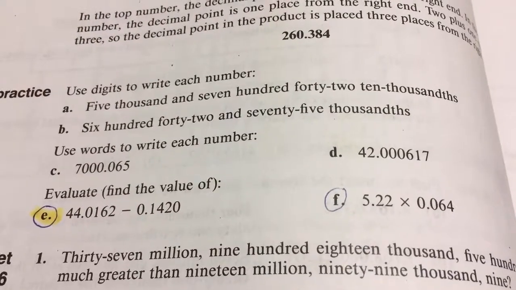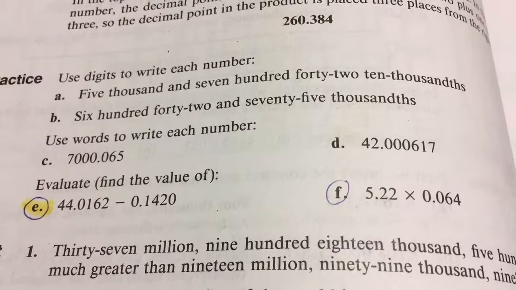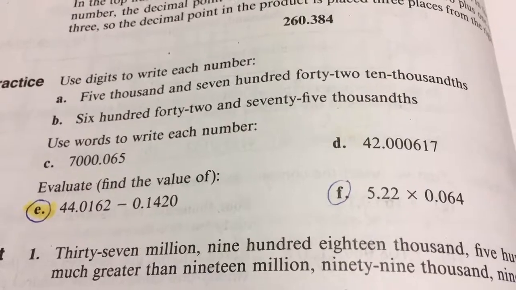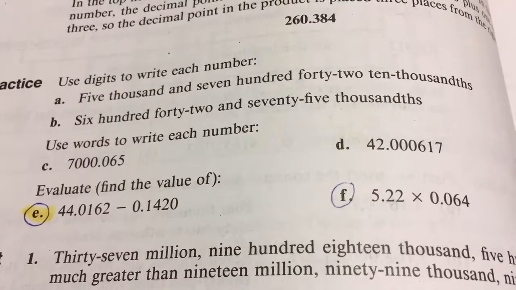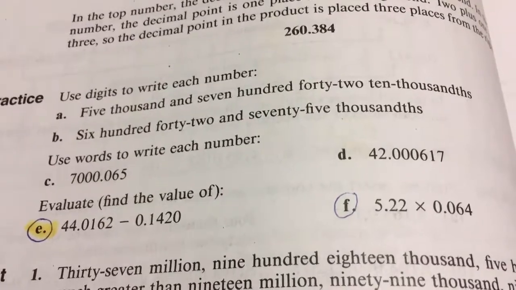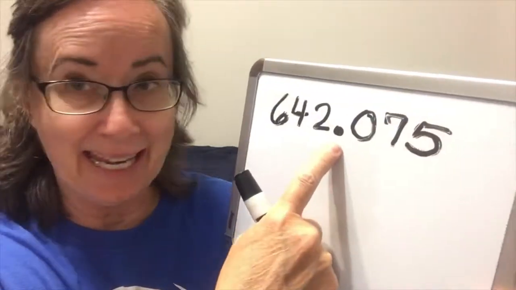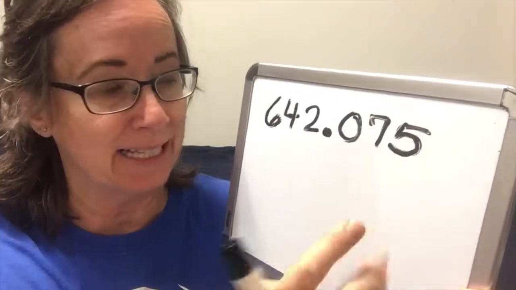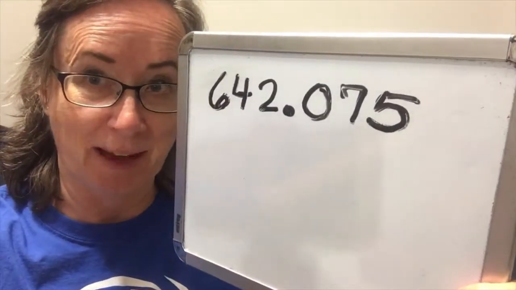Okay, so look at the next one, B, 642 and 75 thousandths. So this thousandths place is the third place after the decimal. And so I'm going to need to have a little 0 in there. And the and is my decimal place. So let's see how that one looks. Okay, so here's our answer. 642 and 75 thousandths. So the thousandths place has to be the end of the part behind the decimal. So we have to have a 0 again there to hold the spot.